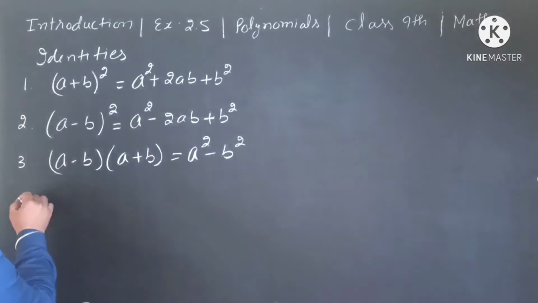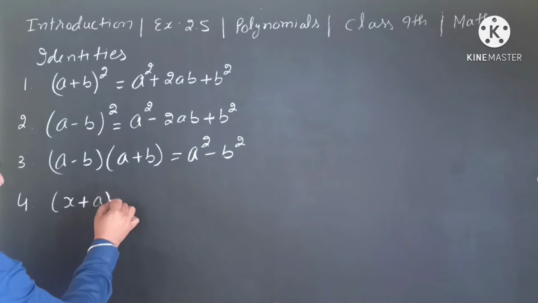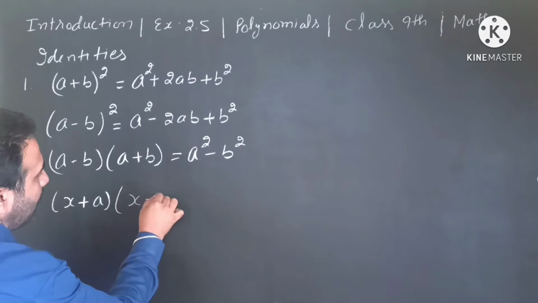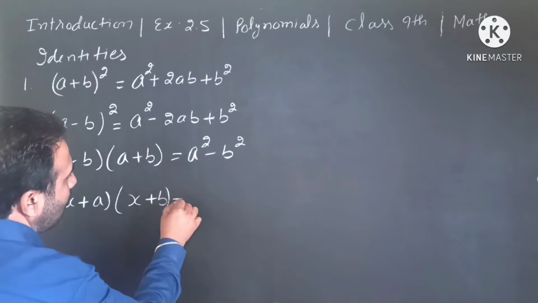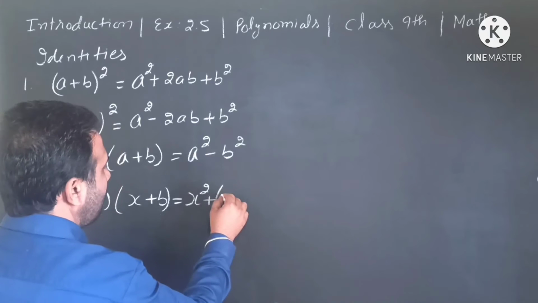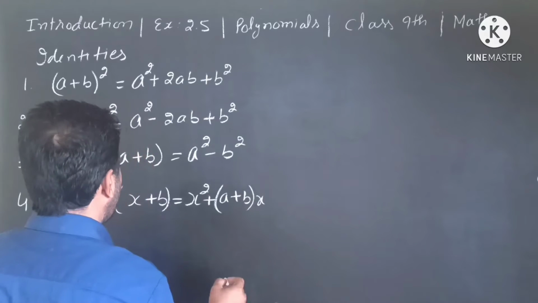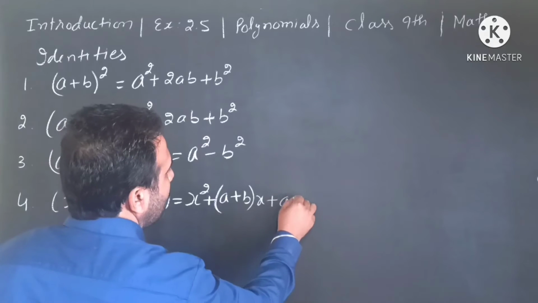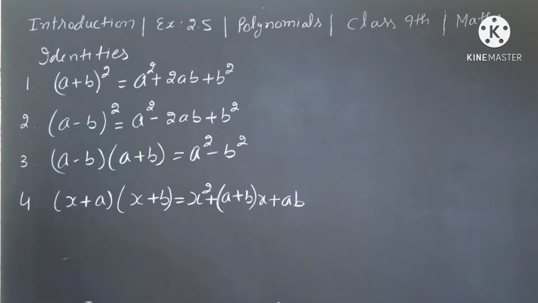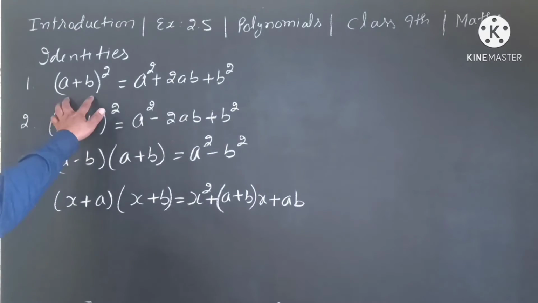Fourth identity is (x + a)(x + b) = x² + (a + b)x + ab. In the bracket we will write a plus b, bracket close, then multiply by x, plus ab. With the help of these identities, we will solve the problems. So first we will prove the identities.